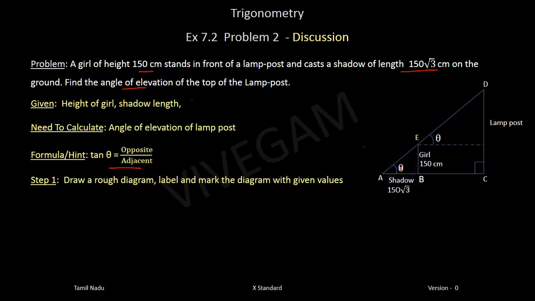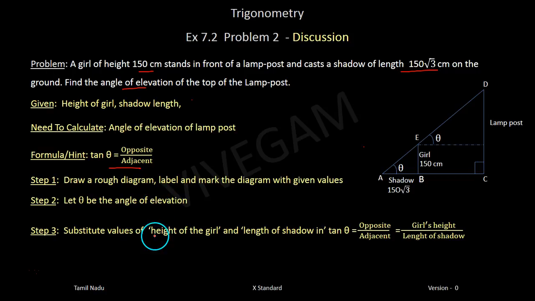So what are the steps? First, draw a rough diagram and mark everything. Next, let theta be the angle of elevation. Then substitute the height of the girl and the length of the shadow in tan theta equals opposite by adjacent, where opposite is the girl's height and adjacent is the length of the shadow. So these two are known, from which you can get the value of tan theta, and then from there you can calculate the value of theta.